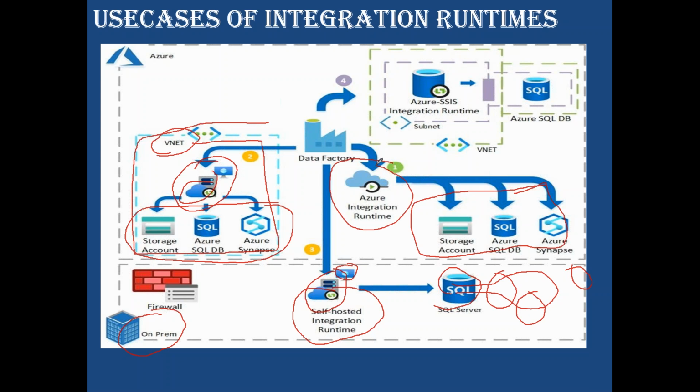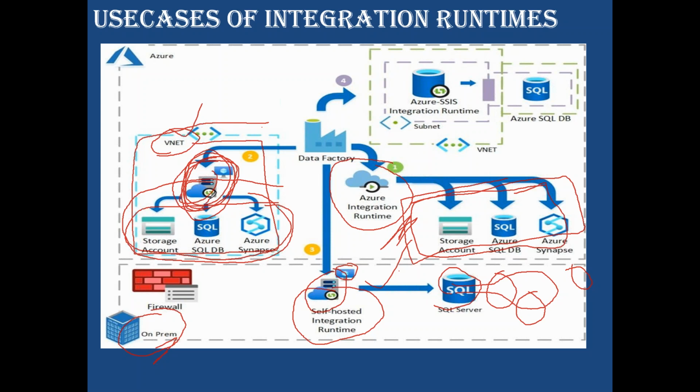So you need to understand, in total we discussed three. We can use the Azure integration runtime if we have to connect to the cloud services. But if you want to connect to the on-premise, you need to use the self-hosted IR. Similarly, if you have Azure services which are deployed inside the virtual network, for those things also we need to use the self-hosted IR.